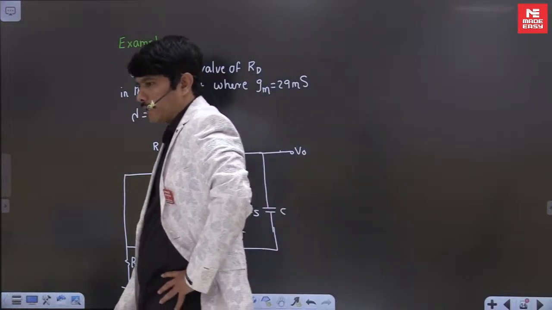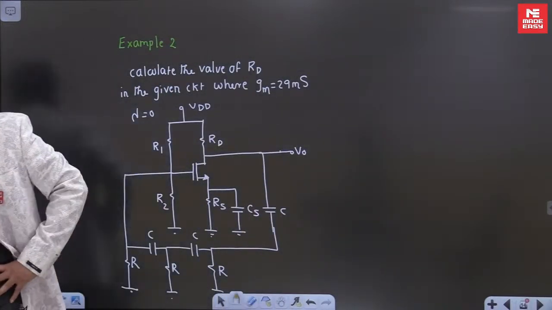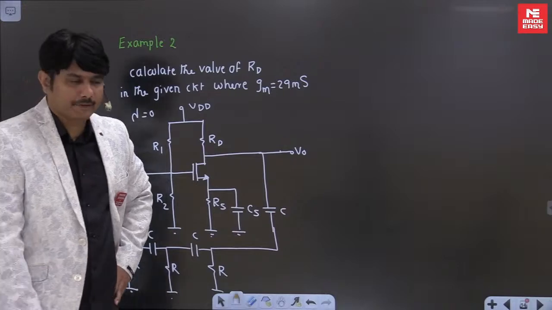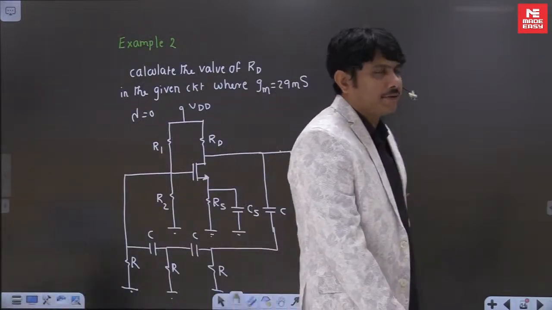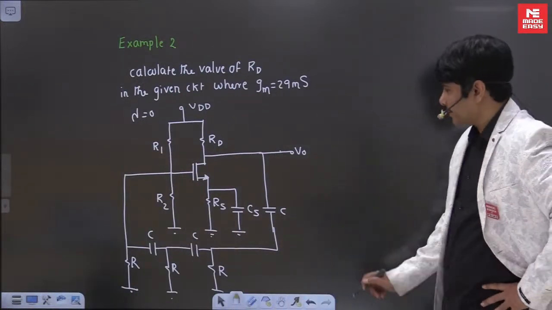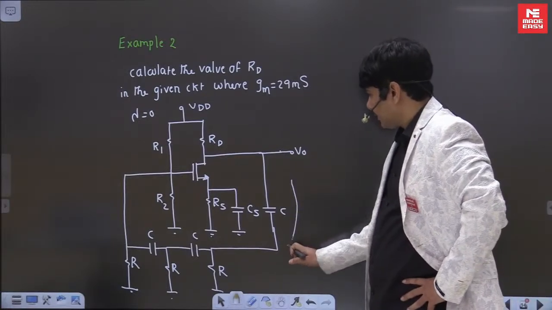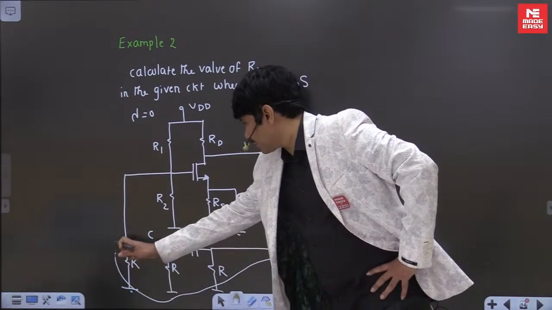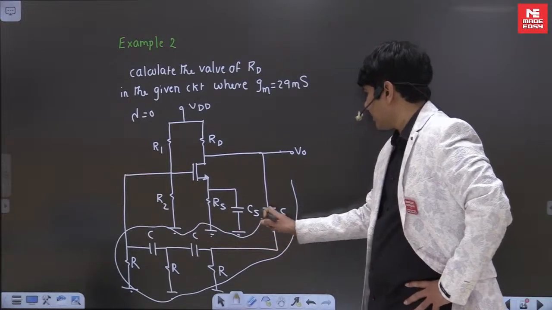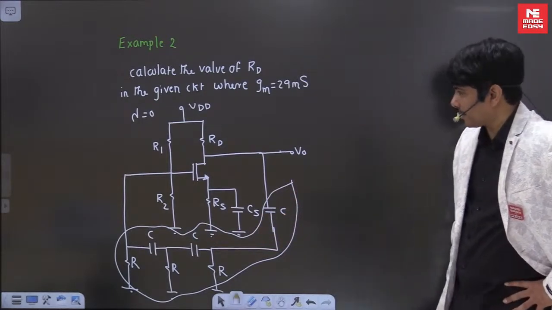Can I feel that it's a very popular oscillator? Very good. Ravi has said RC phase shift. Perfect. This is an RC phase shift oscillator, correct? By seeing this network only, everybody can understand it's an RC phase shift network. This is an RC phase shift circuit.